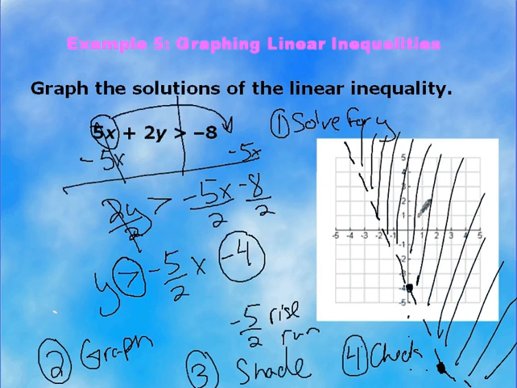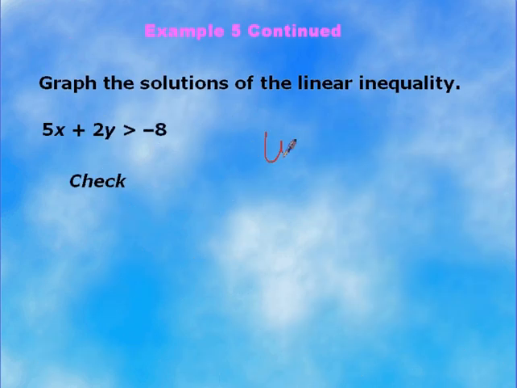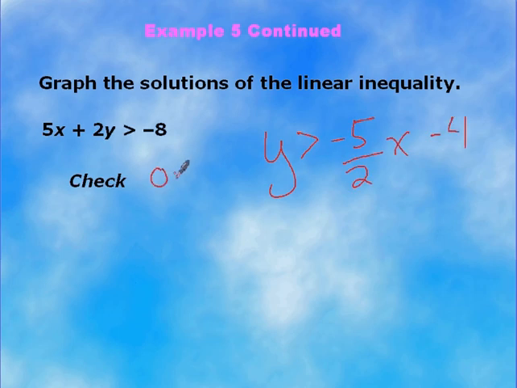But we just pick a dot somewhere here in this shaded region. So this time we could pick 0, 0 right there. Okay, so let's say that we picked 0, 0, and that's our x, y. Okay, so remember, this is our formula. y is greater than negative 5 halves x minus 4. And the point that we picked was 0, 0.